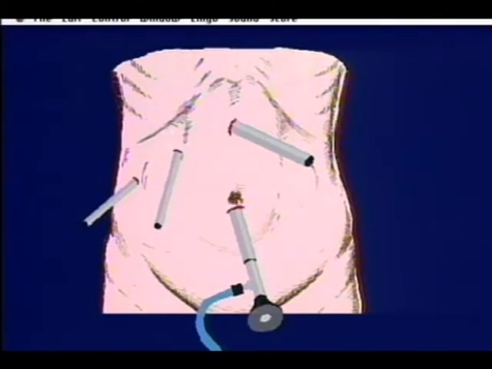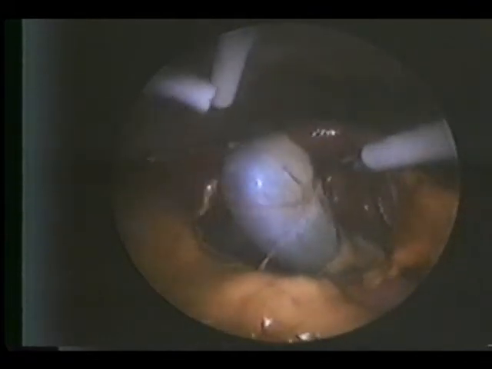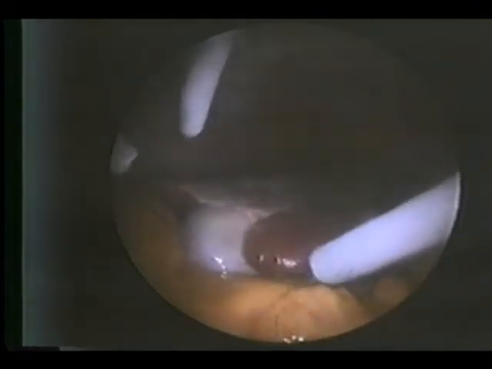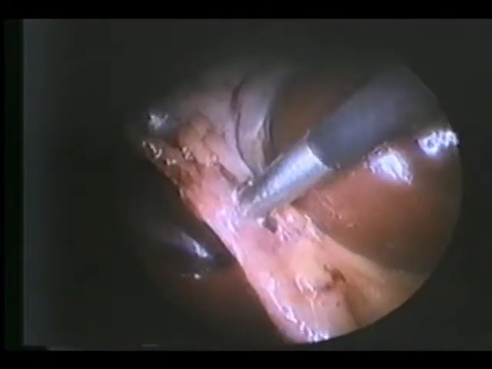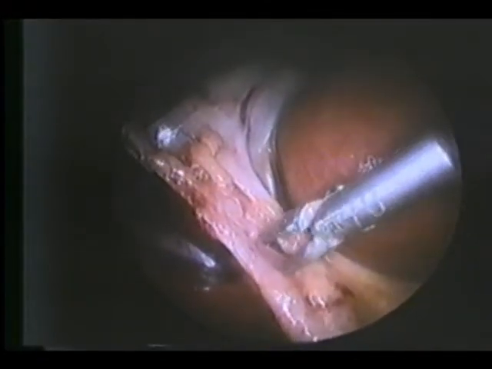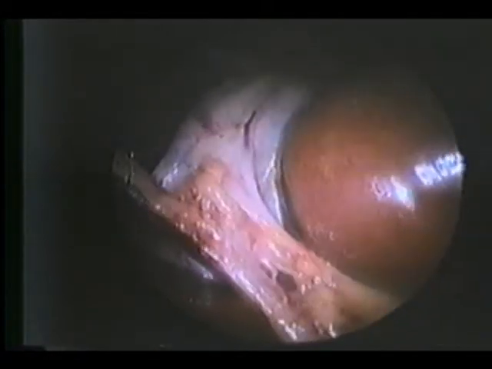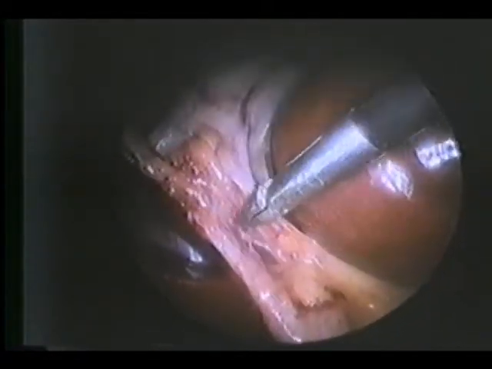Using this approach, the gallbladder can usually be seen very clearly and removed. This is the image the surgeon sees on the television monitor during the operation. The abdomen has been inflated with carbon dioxide gas and the gallbladder is identified. It is grasped by the assistant and lifted up to show the surgeon the important anatomic structures.